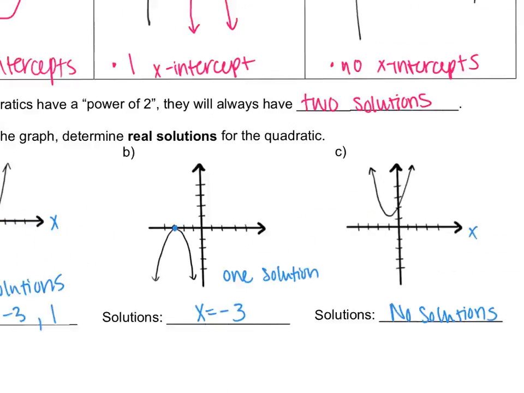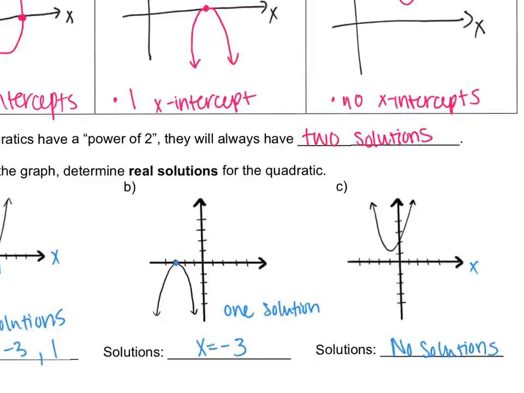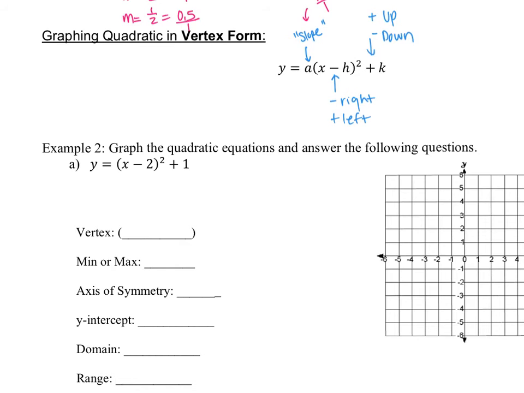As you can see in our warm-up problem, we had 1, 2, 3, 4, 5 coordinate points, but you really just need 3. You need the vertex, and you need 2 points to the side so you can make your U shape. So I recommend having at least 3 to draw your parabola.